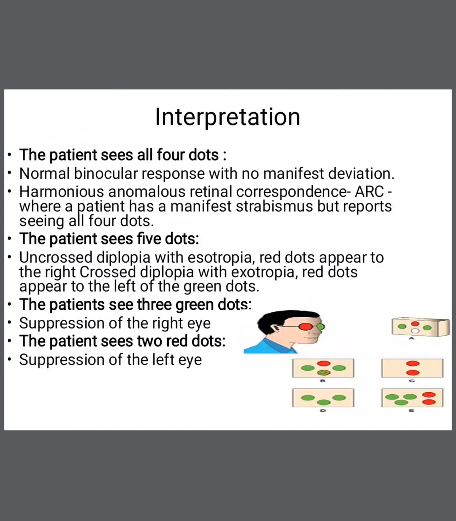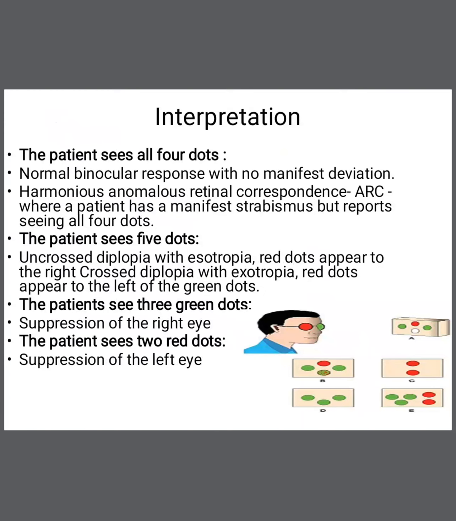That indicates diplopia, and diplopia can be uncrossed diplopia or crossed diplopia. Uncrossed diplopia will be seen in case of esotropia, where the red light will be seen in front of the right eye and the green light will be seen towards the left side. And in case of crossed diplopia with exotropia, red dots will be seen towards the left side of the green dot.